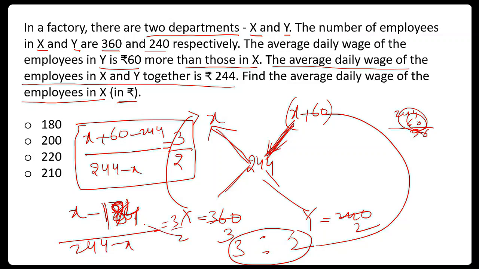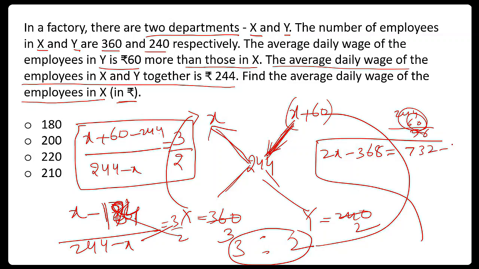On cross multiplying 3 by 2, I'm writing the simplification here. 2x minus 368 is equal to 3 into 244, 732, minus 3x. So 5x is equal to 1100, then x is equal to 220. So the answer is 220, third option. Yes, this is 184.